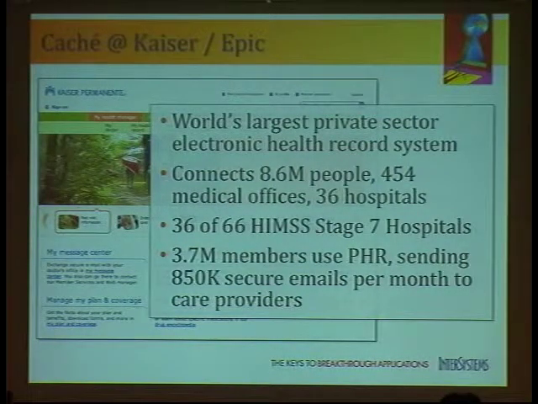HIMSS, which is one of the leading analytic firms in healthcare, ranks hospitals' use of IT in a staging that they call stage 1 through stage 7. Stage 7 is the highest level of automation possible, where the hospital's operating procedures have been profoundly transformed through the use of electronic medical records. Around the world, HIMSS has identified 66 hospitals that have reached stage 7. And all, 100% of the Kaiser hospitals, all 36 of them, are at stage 7.